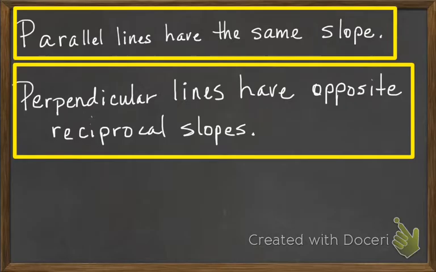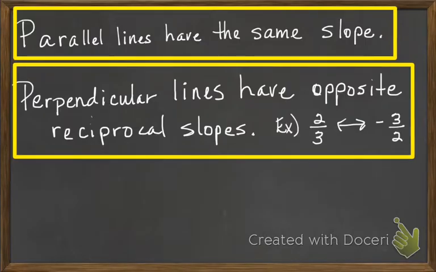So if I said 2/3, what would be the opposite reciprocal to 2/3? Negative 3/2. So opposite means you have to change the sign. So if your slope is positive, you have to change it to negative. If your slope is negative, you have to change it to positive, and then you have to take the reciprocal, which means you have to flip it over. Okay? So anytime two lines have opposite reciprocal slopes, the two lines cross and they form right angles.